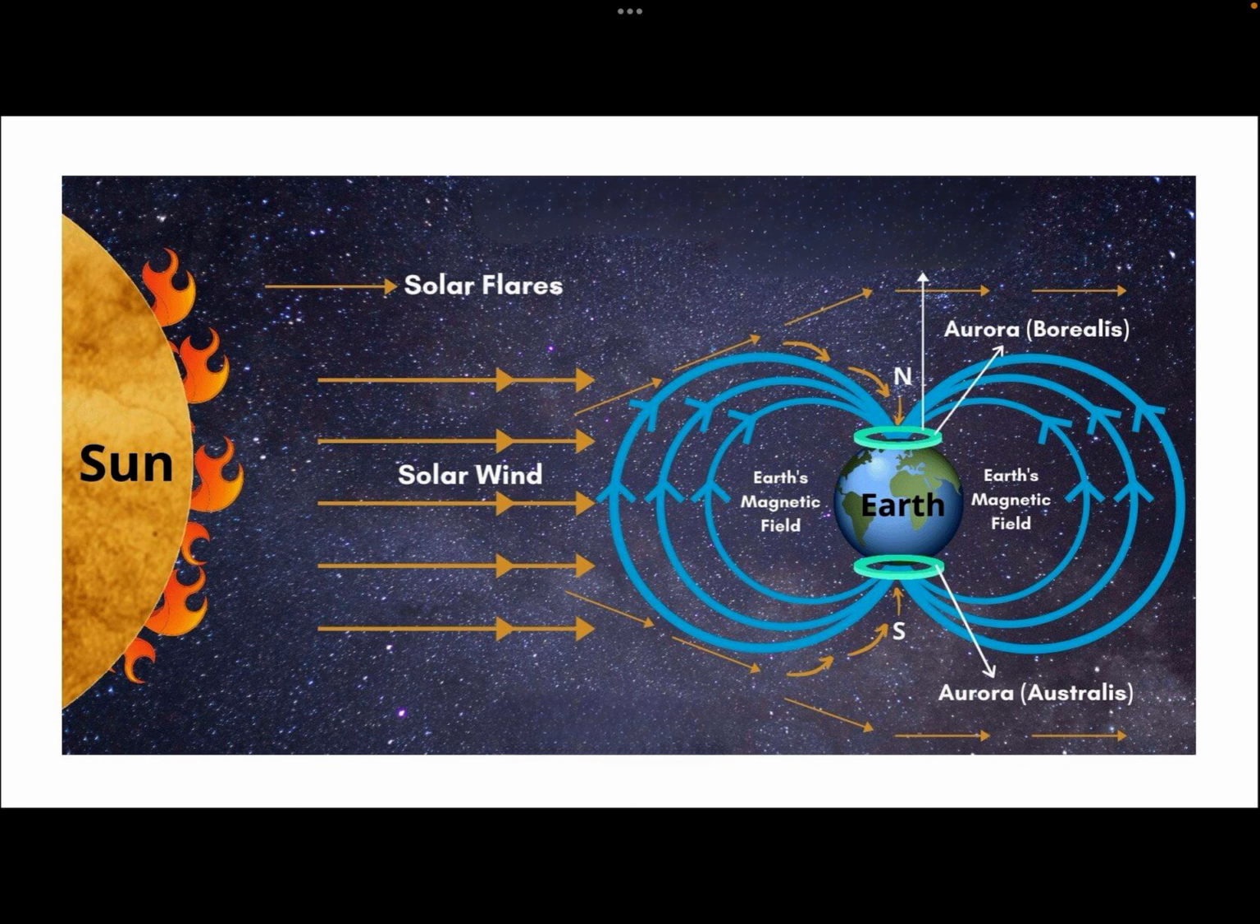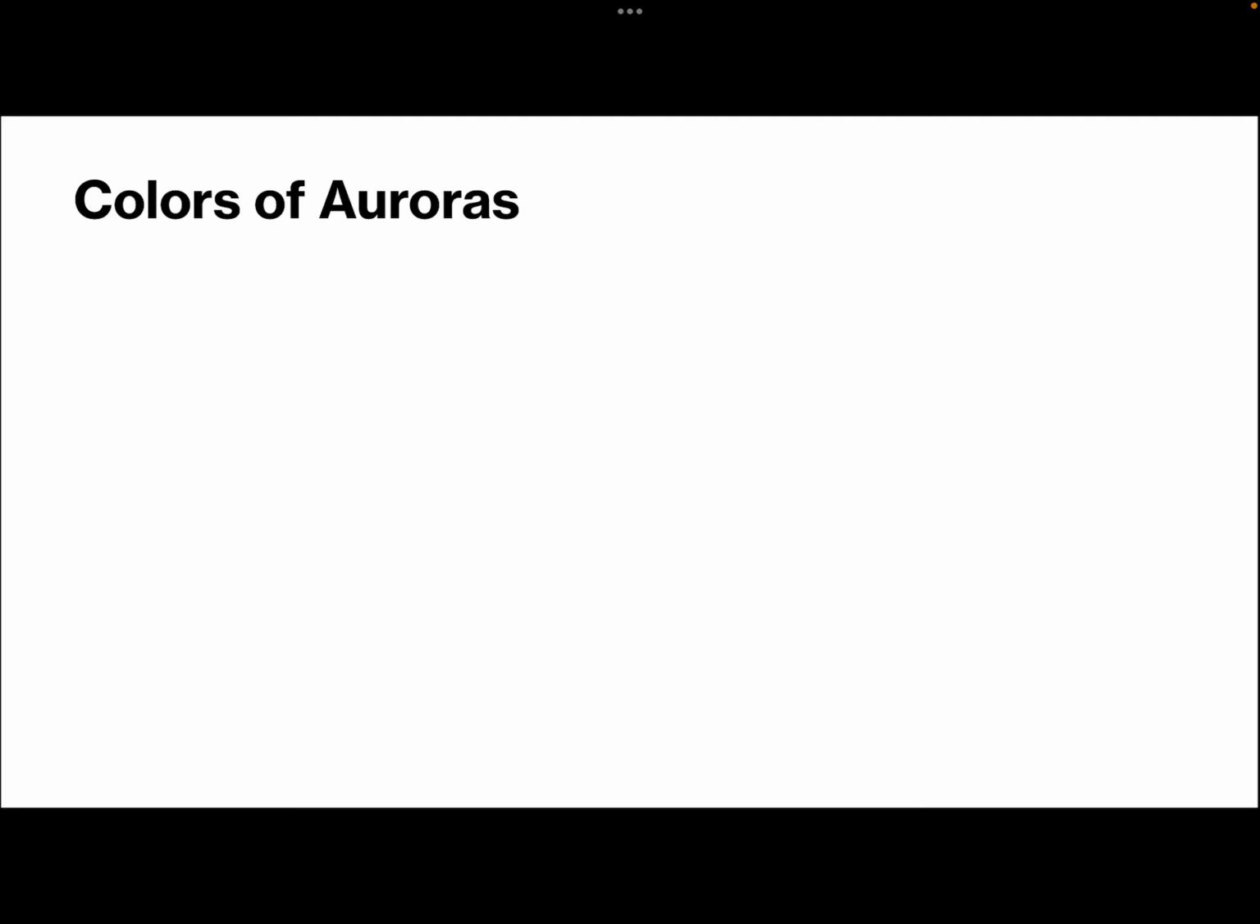So the sun releases its solar winds, and as they go near Earth, they go near its north and south poles, and as a reminder, that's where Earth's magnetic field is the strongest. So when they're there, they collide with the gas particles, and then they create energy, and once again the energy is in the form of light.